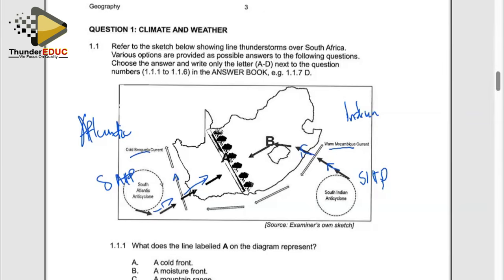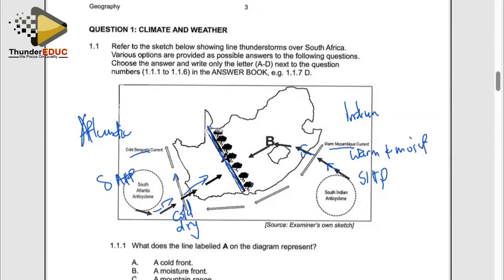So if these two anticyclones are feeding air into the interior, this one is going to feed cold and dry air from this side, and this one is going to feed warm and moist air. For the same reason, these two air masses are going to meet somewhere along this line here. The cold and dry air, which is being fed from the west, is meeting with the warm and moist air coming from the east. What is going to happen when these two air masses meet?